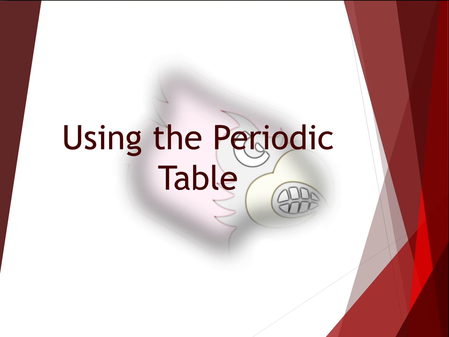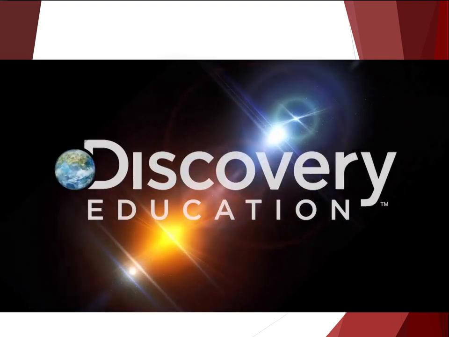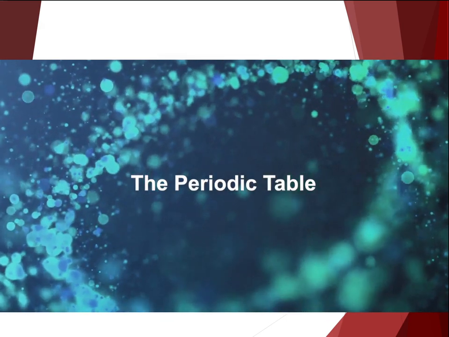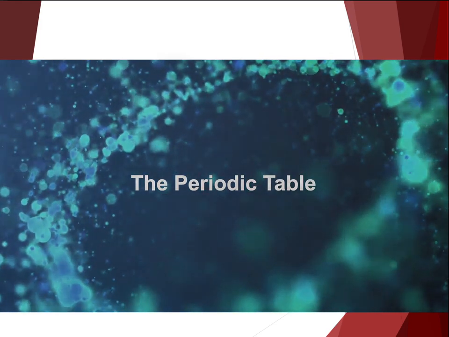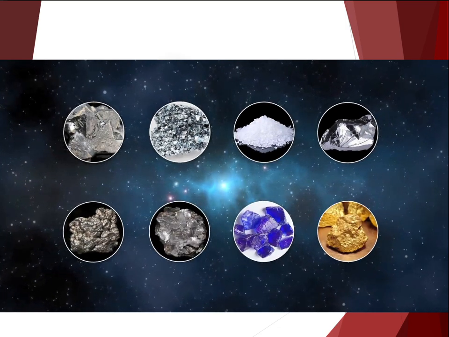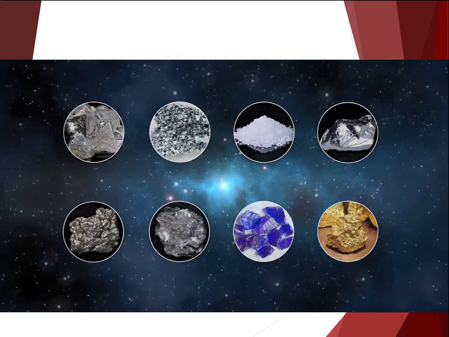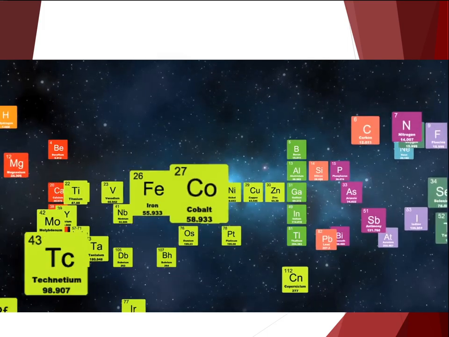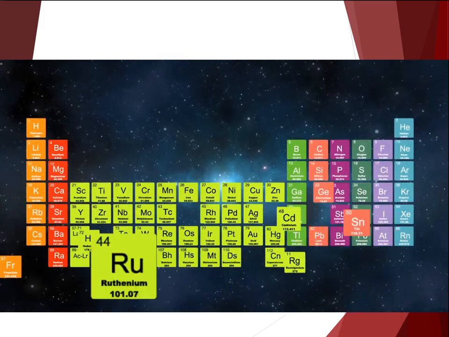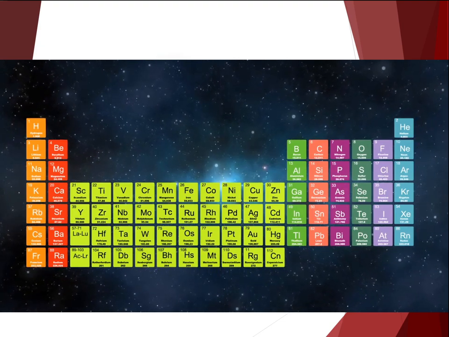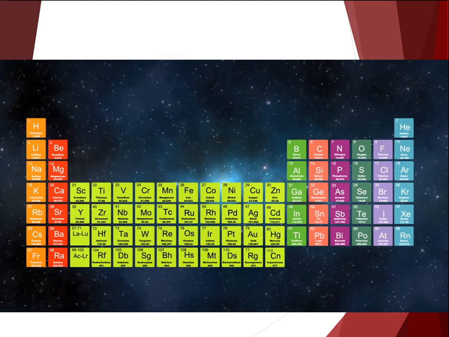Our next main idea, using the periodic table. There are more than 100 known chemical elements in the universe. Every element is different, but scientists have organized them into a chart called the periodic table. This table groups different elements together where they share similar properties.